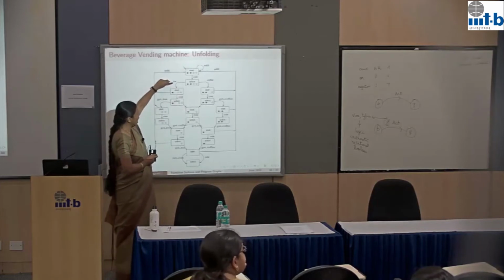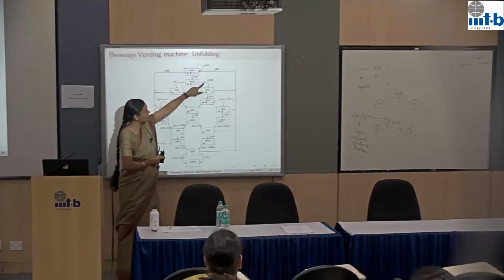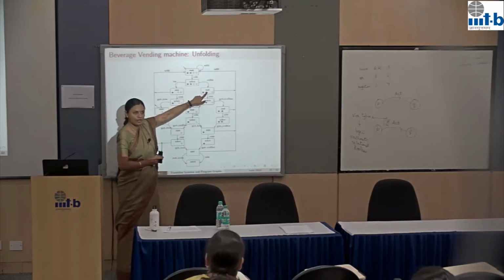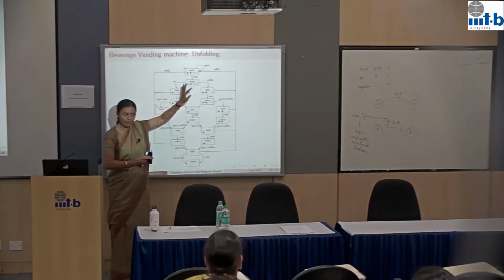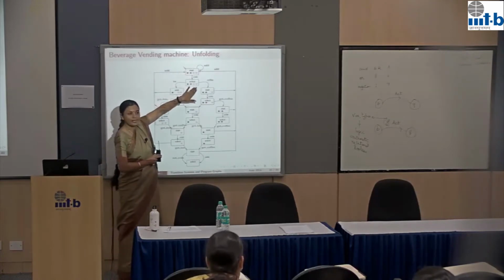So let's say somebody selects tea, then you deliver tea, go back to start. Somebody selects coffee, you deliver coffee, go back to start. So I have unfolded the graph. In the original program graph, there would have been a loop from start to select.